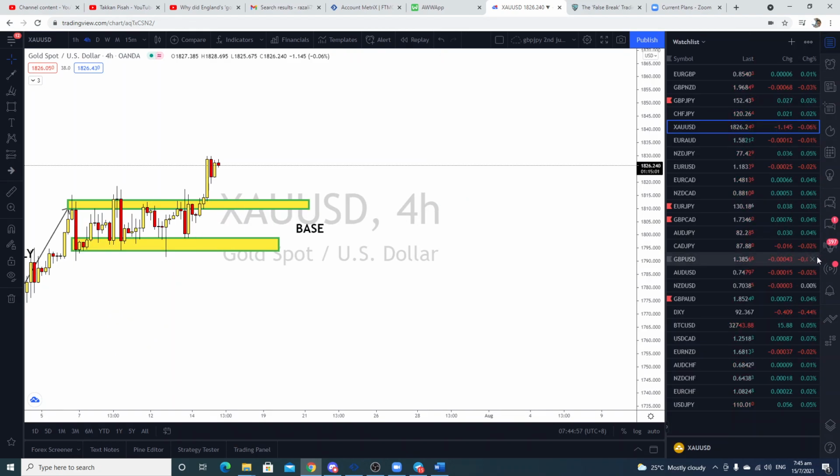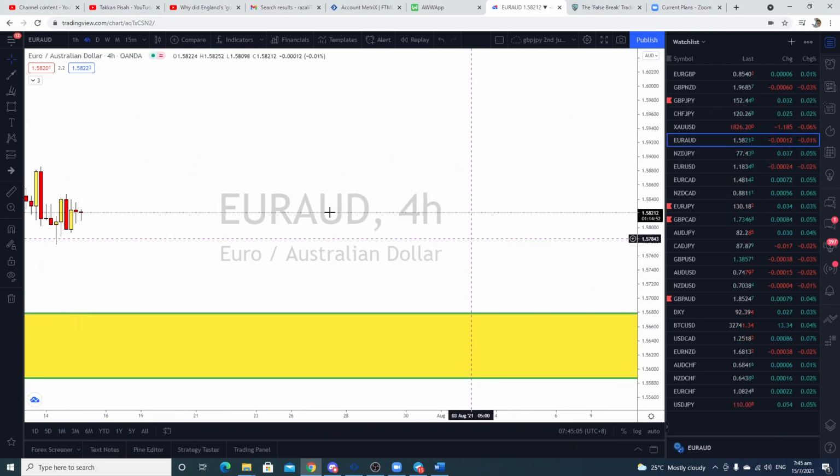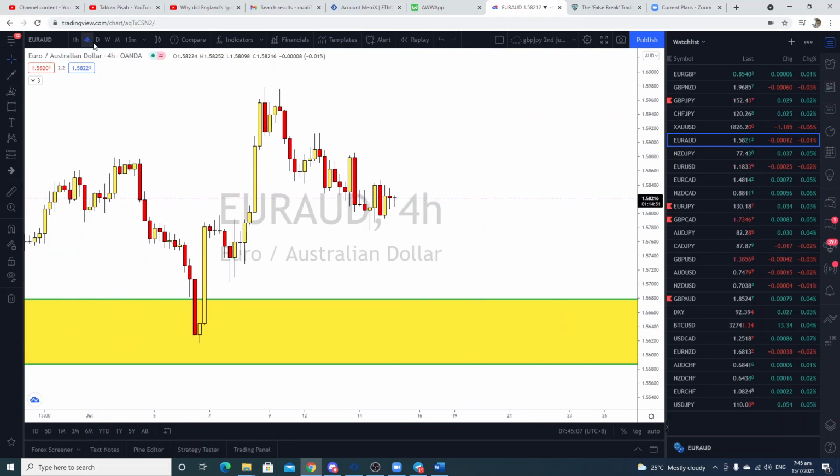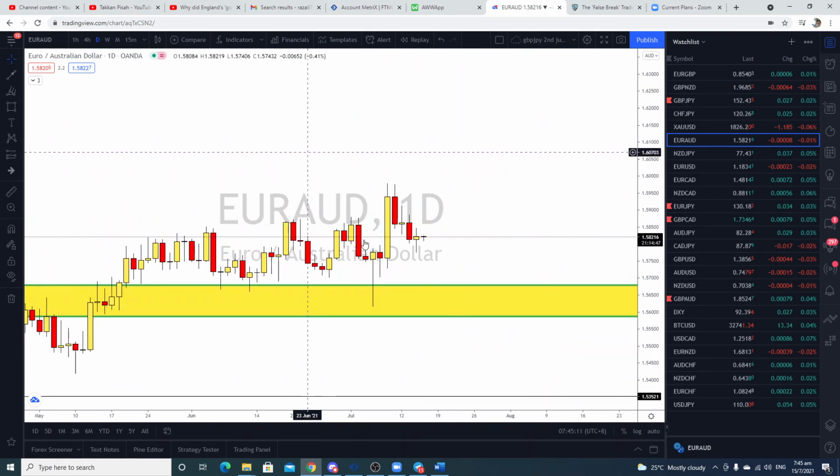There are quite a lot of interesting setups. There will be Aussie news in the next 2 hours. Yeah, 2 hours. So for Aussie, you might want to stay out for a while. But let's see what we can see from here right now. You will look at Euro Aussie.